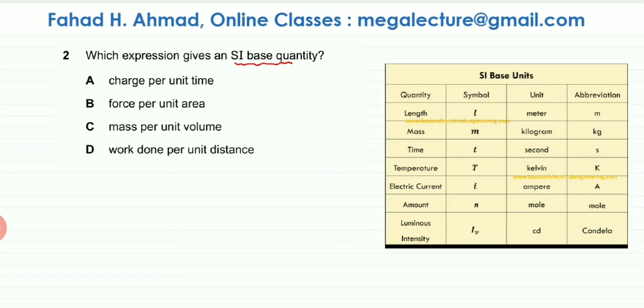So here I've listed all the SI base units: length, mass, time, temperature, electric current, amount in moles, and luminous intensity. These are your SI base units, and these are their symbols. Now the first one is charge per unit time. Now, charge per unit time or coulomb per second is basically current.